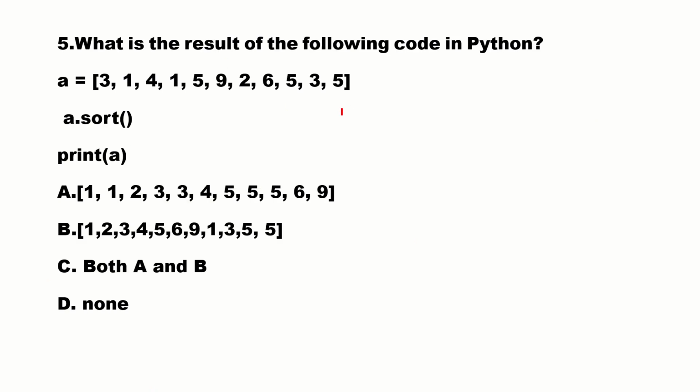Next question, what is the result of the following code in Python? Here the method asked is sort. So what is the use of the sort function? The sort function sorts the items of a list in ascending order. See, these are the elements and they will be returned in ascending order: 1, 1, 2, 3, 3, 4, 5, 5, 5, 6, 9. By default, it will always return in ascending, increasing order.